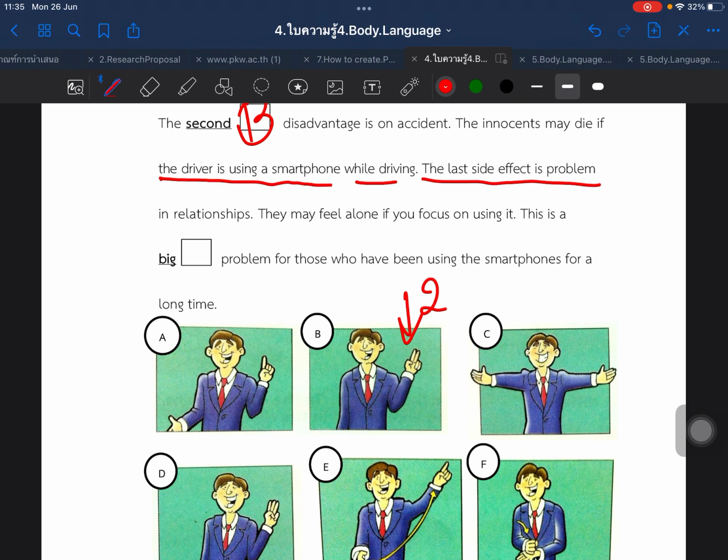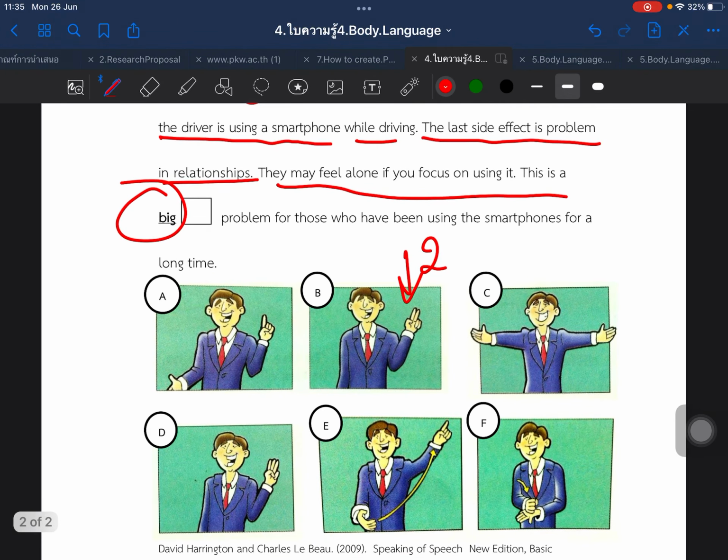The last side effect is problems in relationships. They may feel alone if you focus on using it. This is a big problem. What is the big one? C is the answer, right? Big one. That means big.